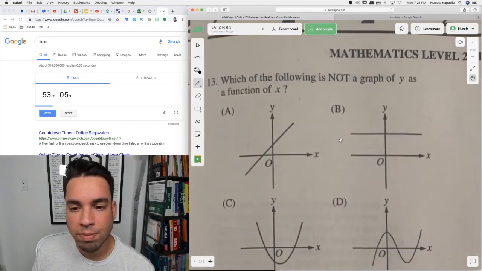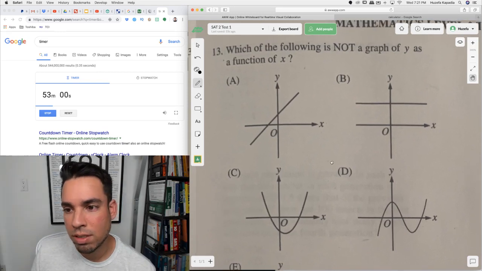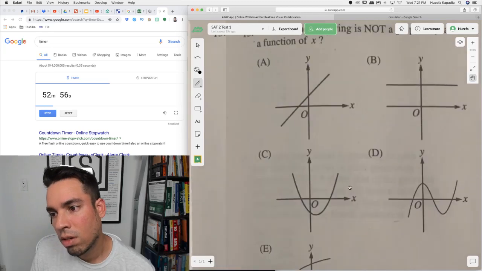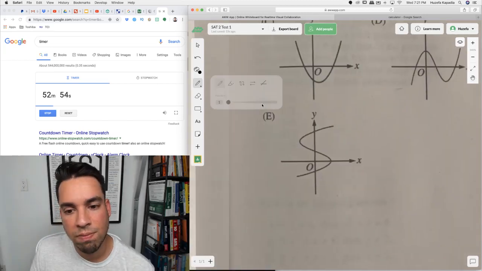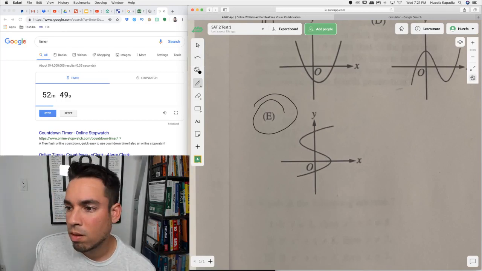Okay. Sorry, I'm tired. Which of the following is not a graph of y as a function of x? Oh. Which one's not a function? It's this one, because it fails the vertical line test. That's it.